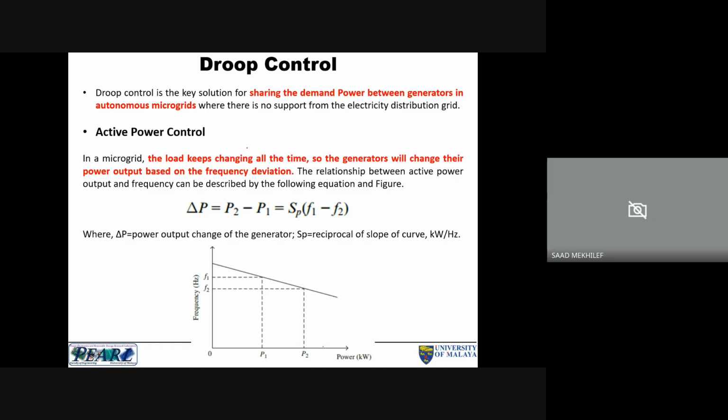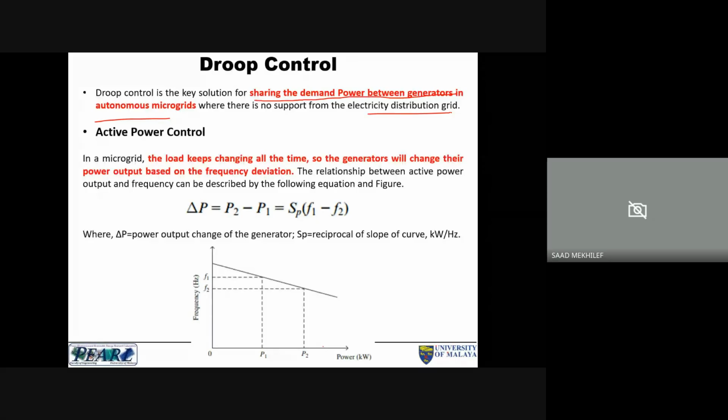And it's the droop control. It's one of the key solutions for sharing the demand power between generators in autonomous microgrids, where there is no support from the electricity distribution system. So this is when we share power and demand power from different microgrids or different DGs.